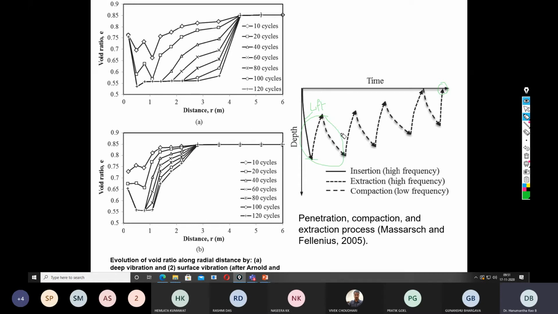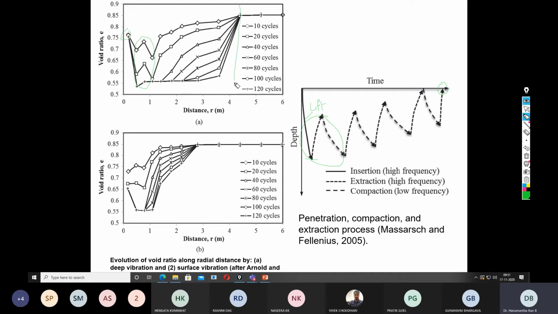Then the consequence of these three steps is shown in the left side two diagrams. What is happening to the void ratio? This is the distance r from the center of the probe. As we can see, right adjacent to the probe, the void ratio is high, which means this is a floating condition. Then we have the elastoplastic soil, then the elastic soil.